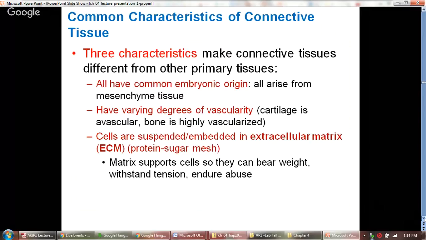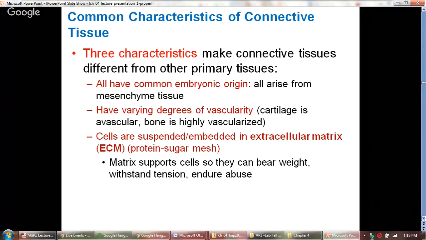If you look at the characteristics, like with the epithelial tissue, you have to look for these characteristics to identify it as a connective tissue. There are three characteristics that make connective tissues different from other primary tissues. All have a common embryonic origin, because they all arise from the mesenchymal tissue. And they have varying degrees of vascularity, because cartilage is avascular, but on the other hand, bone is highly vascular.